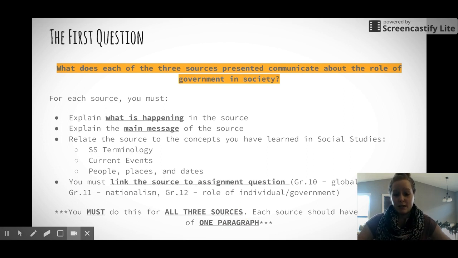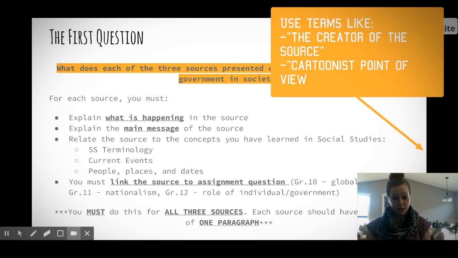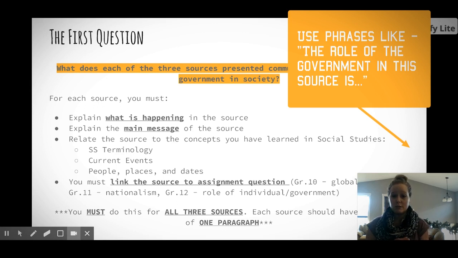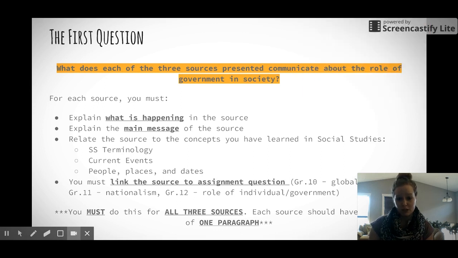Let's take a closer look at what is expected of you for the first question. In the example we're looking at, the question is, what do each of the 3 sources presented communicate about the role of government in society? So for each source, you must explain what is happening in the source. So what do you see? Explain the main message of the source. So what do you think this source is trying to tell you? You want to connect to social studies terminology, current events, and your lessons. So people, places, dates. And like I said, you need to connect back to that question. So how does the source relate back to the role of government in society? What is it saying about the role of government in society?